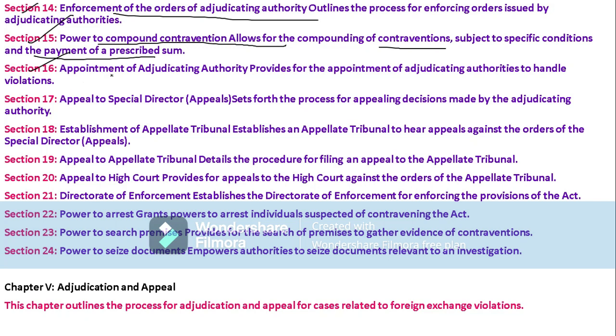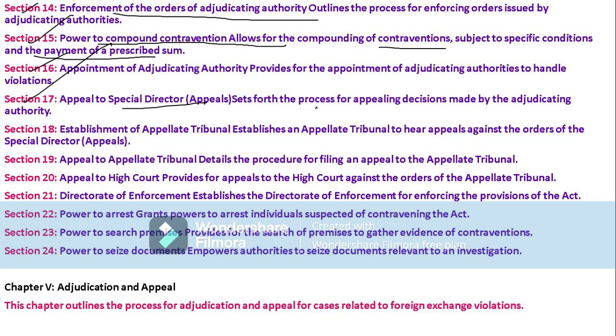So we all know that we have Director General as adjudicating authority to look after all these aspects of contraventions and penalties, okay. And this Director General will have the powers to appoint some officers on his behalf to handle the violations, okay. Next section 17, appeal to special director.